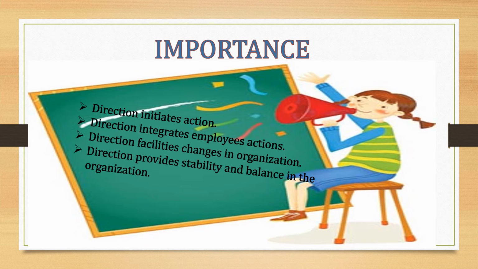The fourth one is direction provides stability and balance in the organization. Here, good leadership, employee motivation, interpersonal aspects can provide stability and balance in the organization. And all these elements come under directing.